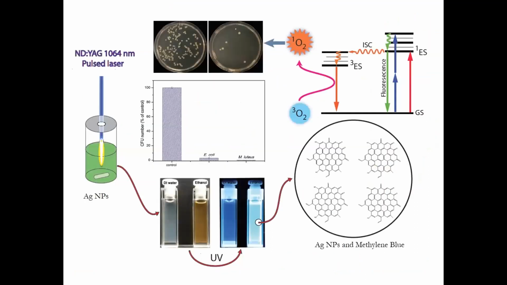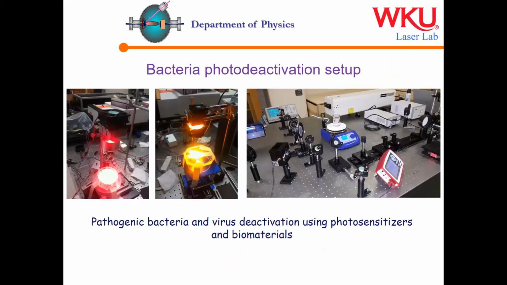So this is a kind of graphical abstract of my talk. Basically, we have a laser, and then we focus the laser into a silver, sorry, into a liquid. We create silver nanoparticles, and then these silver nanoparticles are later attached by methylene blue, and then we measure the singlet oxygen. From the singlet oxygen we deactivate the bacteria, both gram-positive and gram-negative, and then hopefully we will use this in the real world in prosthetic joint infection.